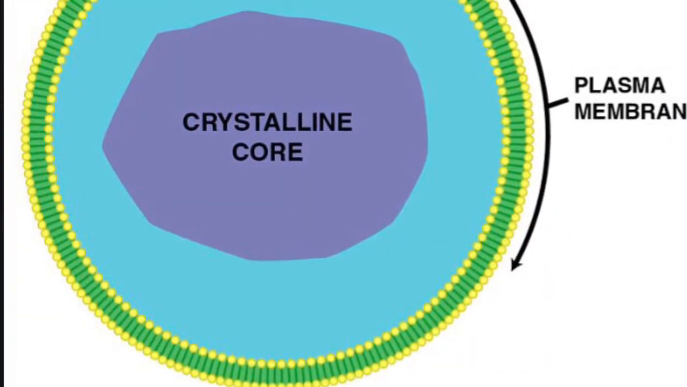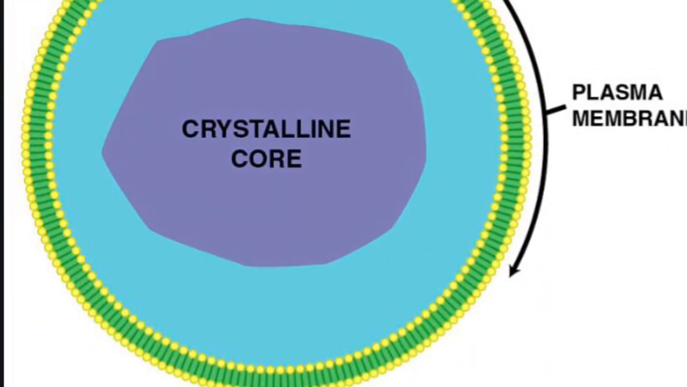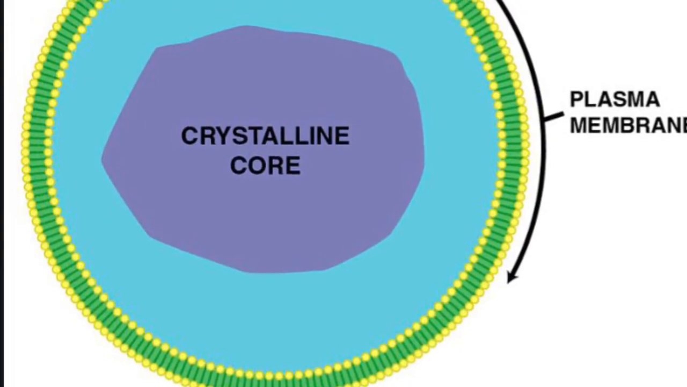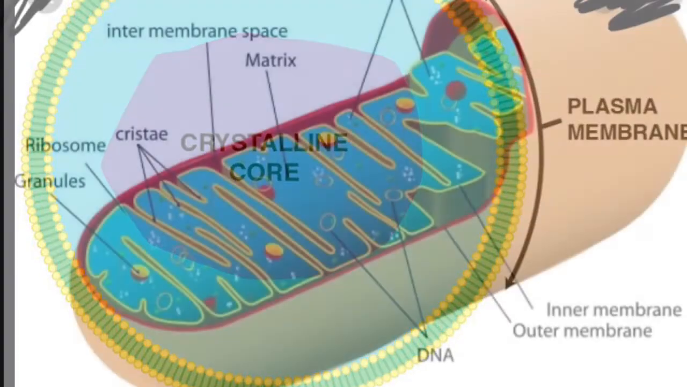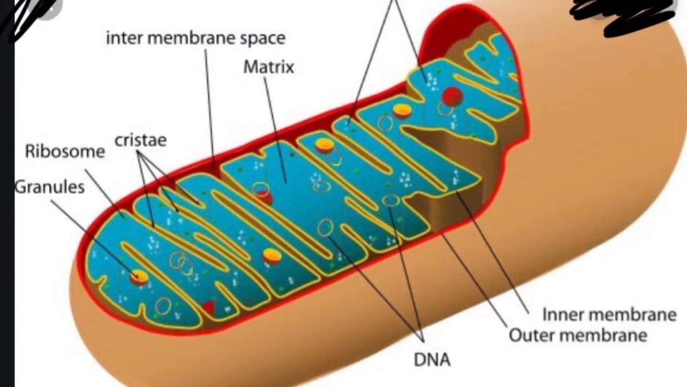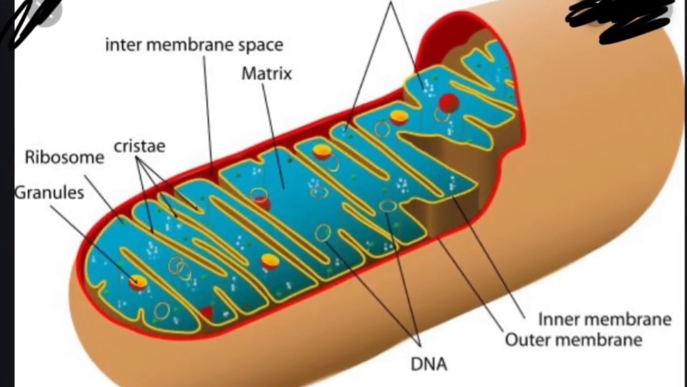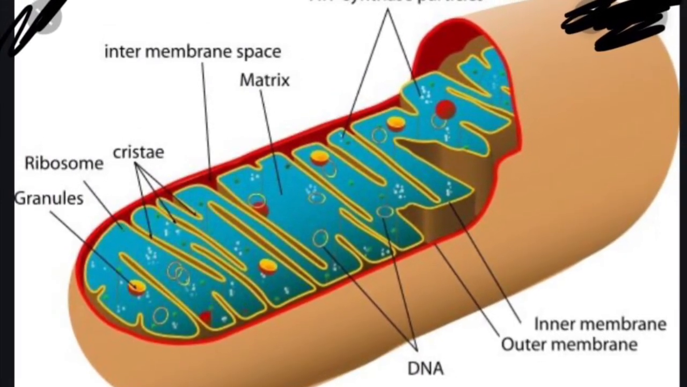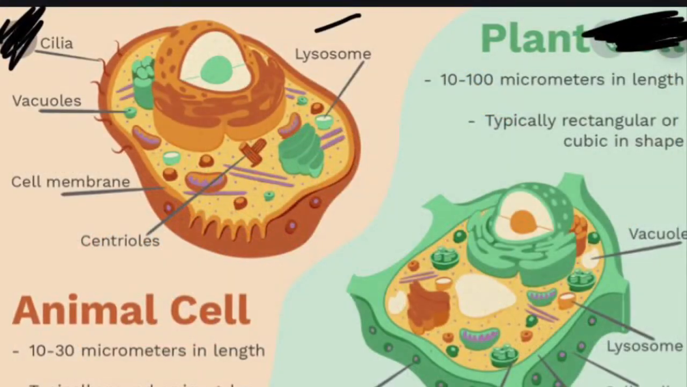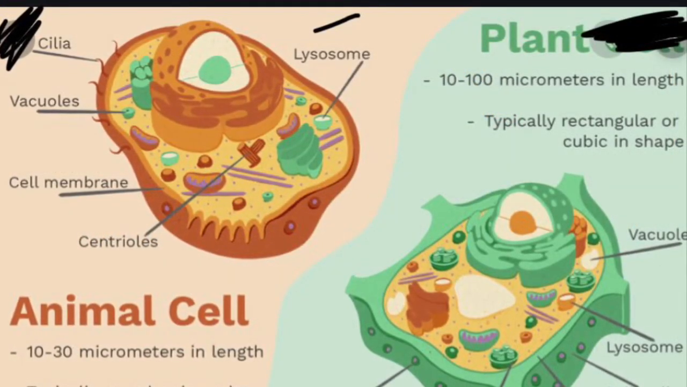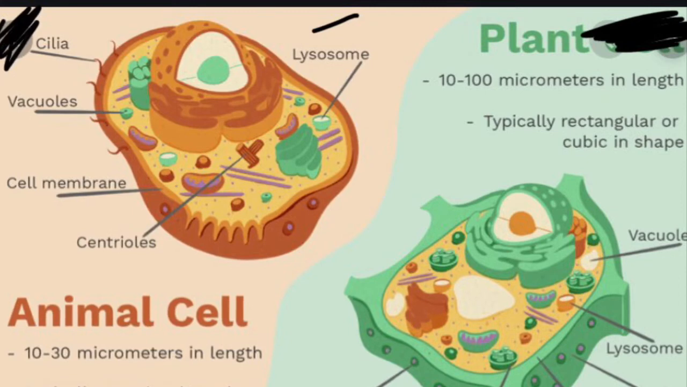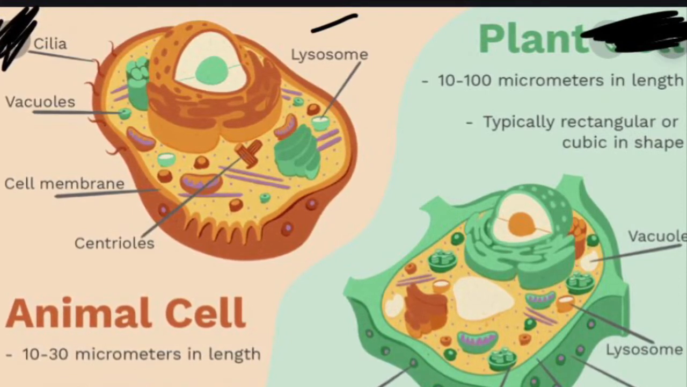Peroxisomes help break down long chains of fatty acids, which are also called lipids, and they also help digest alcohol. The mitochondria is called the powerhouse of the cell and helps create energy for the cell. Now, since we know some things that are inside the cell, we can talk about the differences between an animal cell and a plant cell.